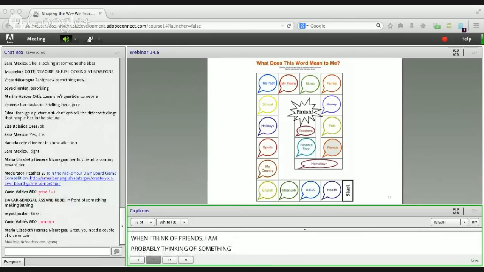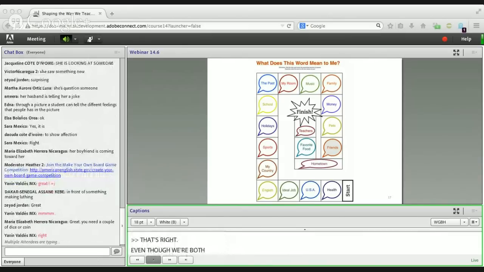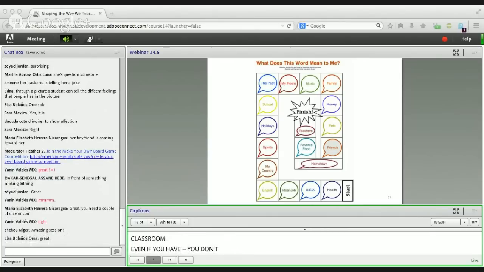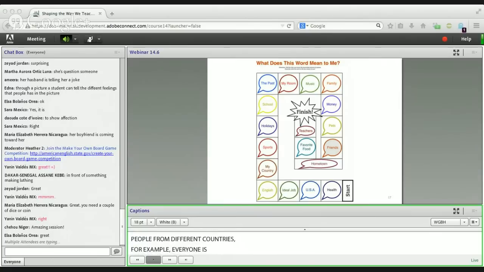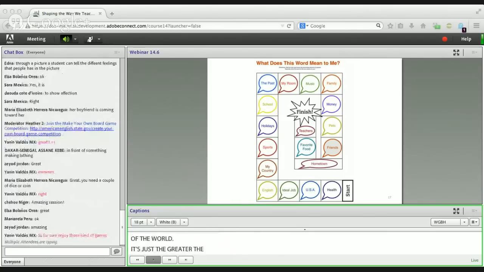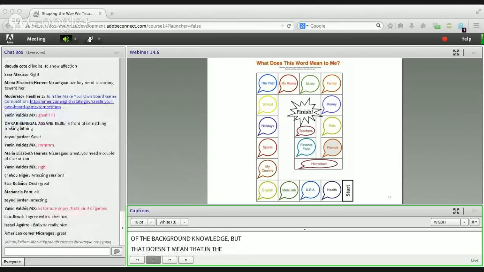And I think this is very important for the classroom. Even if you don't have a multicultural classroom as traditionally defined, people from different countries, for example, everyone is different from everyone else. And people from different parts of town, different parts of the same country, have the same kinds of differences that people do who are from different parts of the world. It's just that the greater the distance, the more the difference of background knowledge. But that doesn't mean that people from the same neighborhood don't have these differences. They definitely do, and you can explore it.